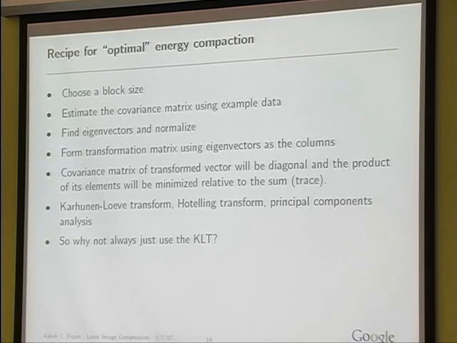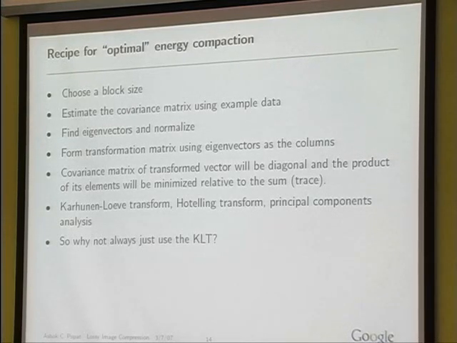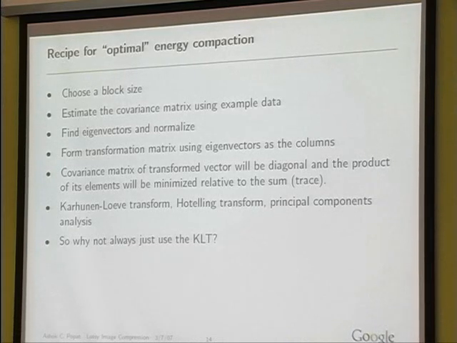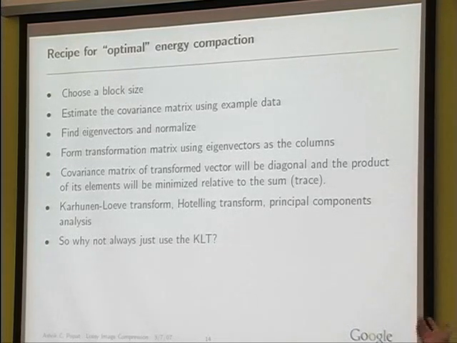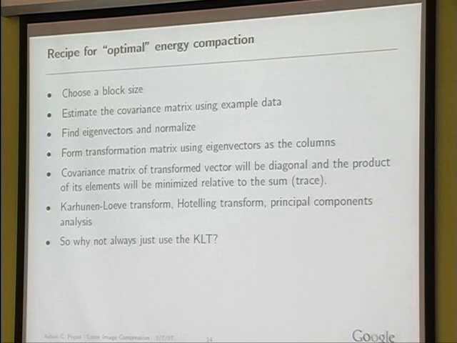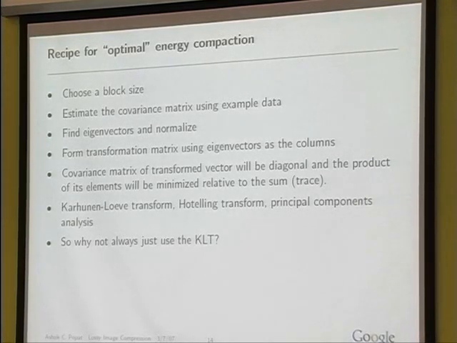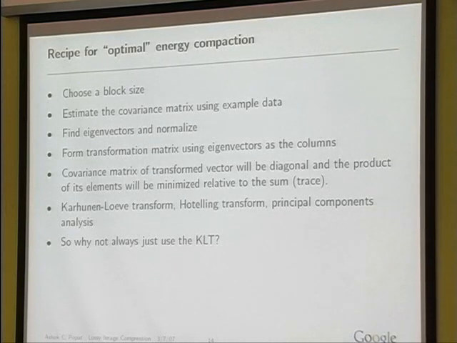So doing this is well known. It has different names depending on what field you're in. It's the Karhunen-Loeve transform in electrical engineering. It's the Hotelling transform, maybe also in electrical engineering or maybe statistics. And principal components analysis is another name. So how many have heard of at least one of those? Great. So one question is, why then not just always use the Karhunen-Loeve transform?